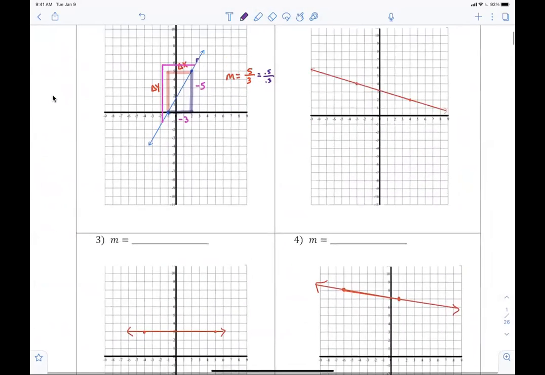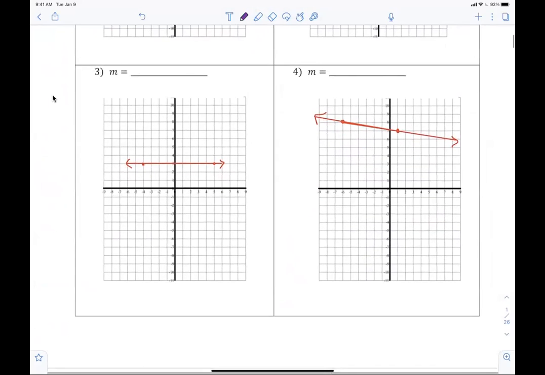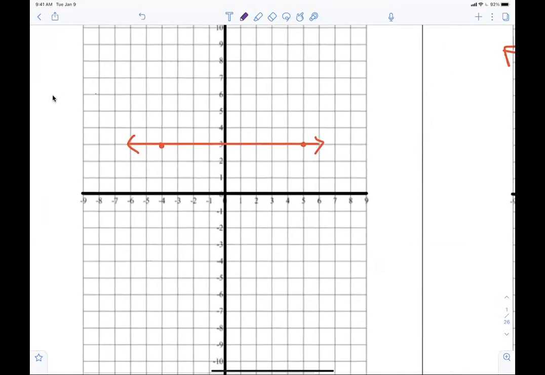Now, let's take a look at number 3. Remember the slope of a horizontal line. Of course, 0. Now, how do we know it's 0? Because to get from the left point to the right point, how many did I go up? 0. And then I went over. Does it matter how many I go over? Because 0 over anything is 0. That's why the slope of a horizontal line is 0.